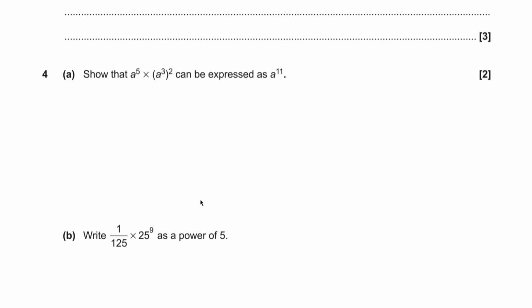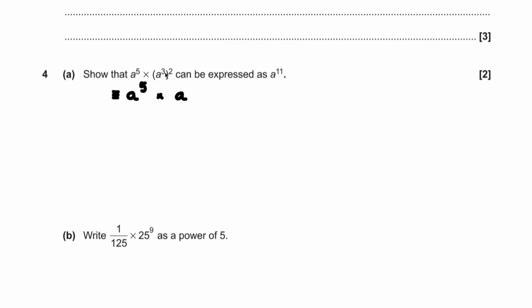Question number 4. Part A. Show that a to the 5 multiplied by a cubed squared can be expressed as a to the 11. So, we have a to the 5 multiplied by a cubed squared.